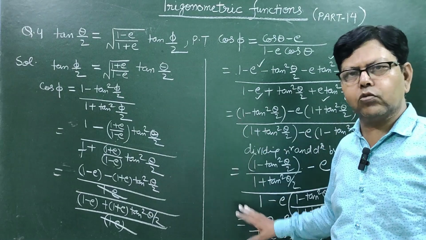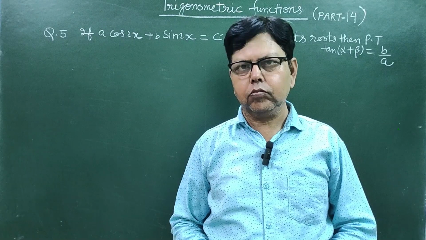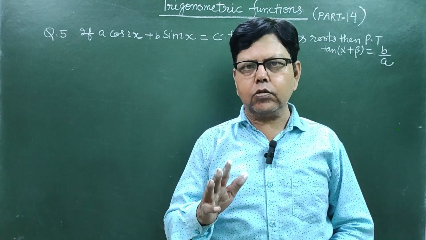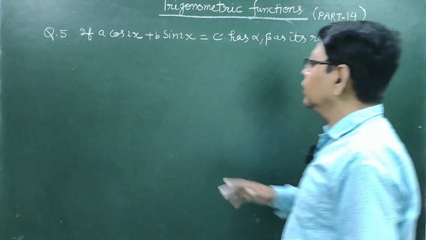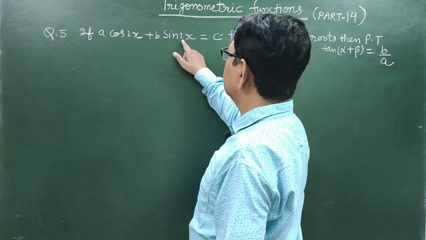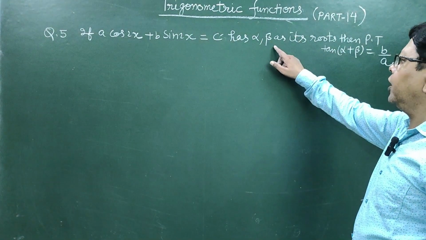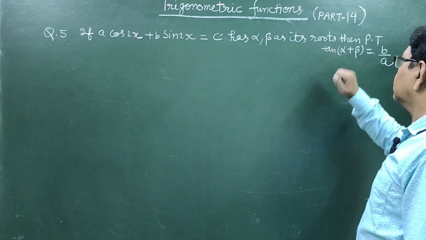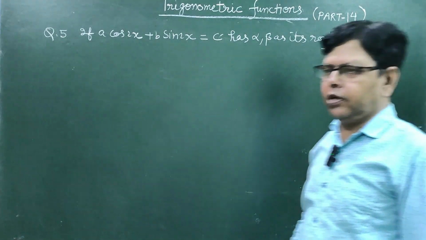I think you have understood this solution. Yes, students, last question of this part, number 14. If a cos 2x plus b sin 2x is equal to c has alpha, beta as its roots, then prove that tan(alpha plus beta) is equal to b upon a.